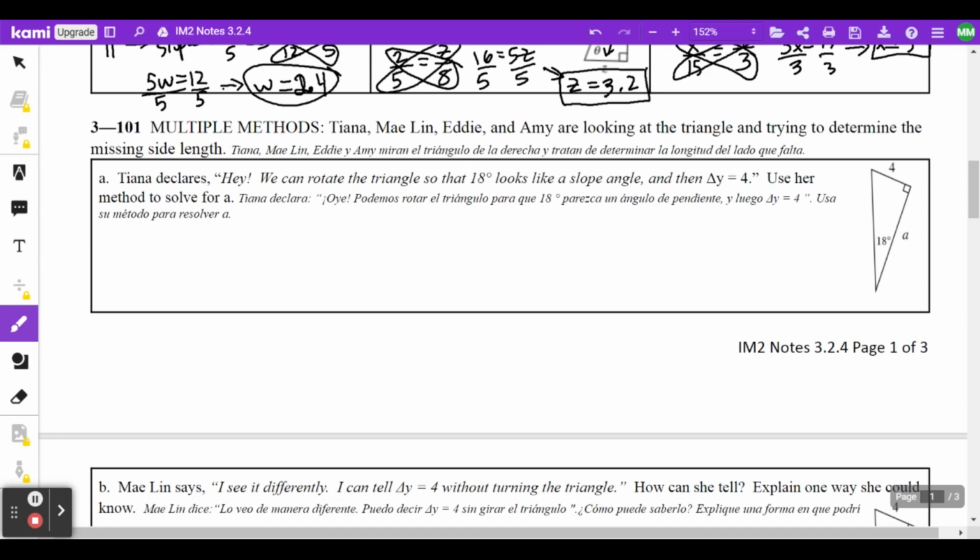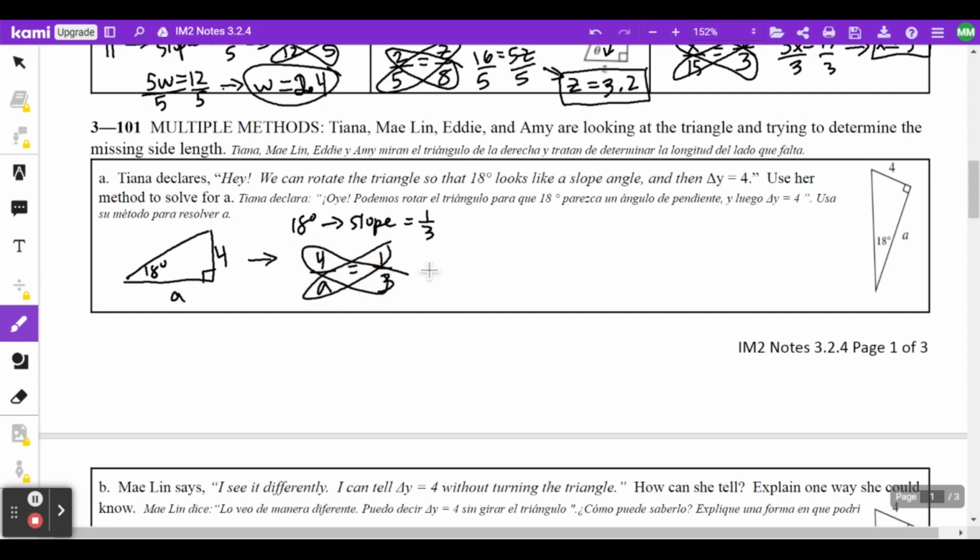So they did what I've been doing. They drew the triangle, 18 degrees right here, 4 and A. And then they said that 18-degree angle tells you that the slope is 1/3. So they did 4 over A equals 1 over 3, cross multiply, 12 equals A. Let's see what Maylin did.